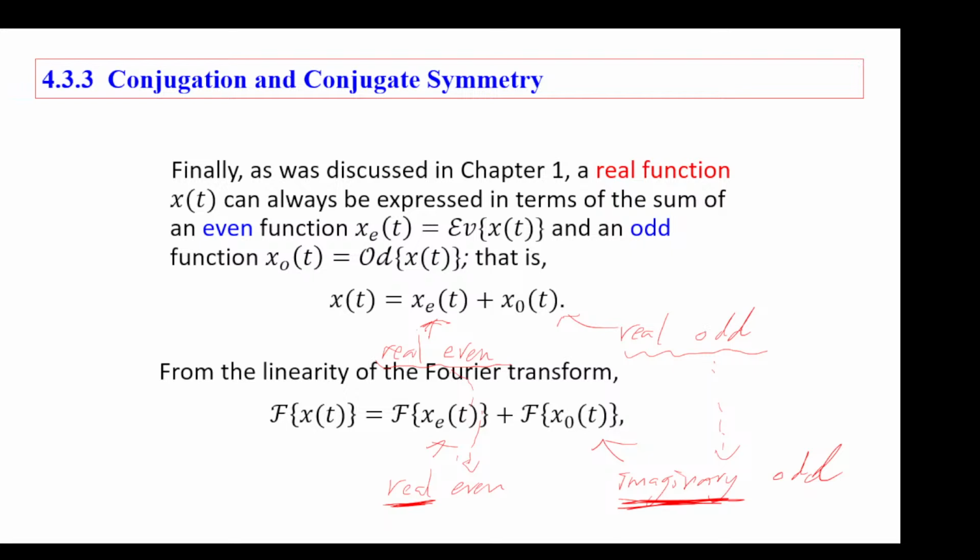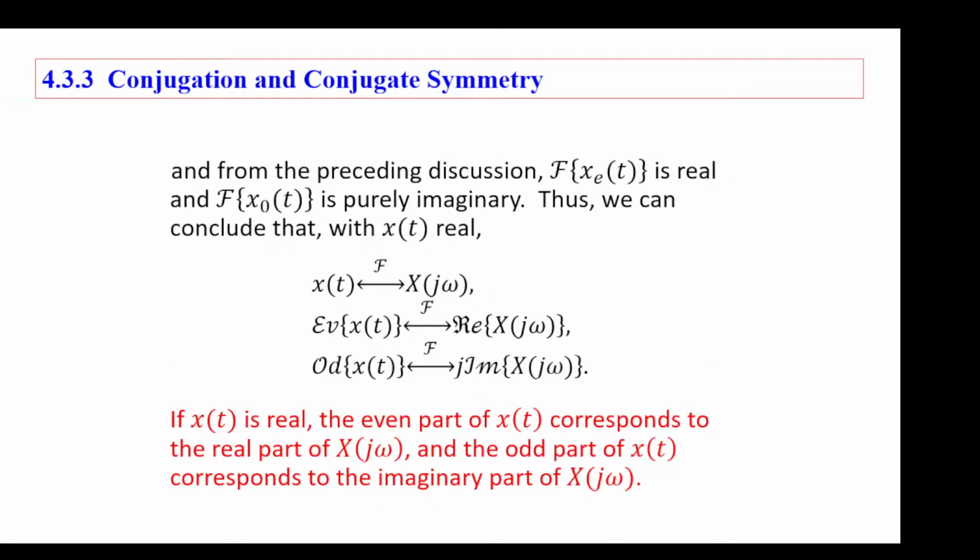So by the analysis we just did, we see that the even part of x of t, when you do the Fourier transform, gives you the real part of big X of j omega. And the odd part of x of t, when you do the Fourier transform, gives you j times the imaginary part of X of j omega.